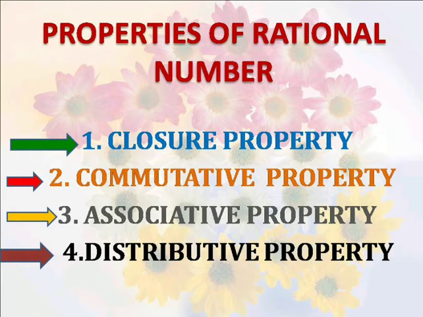So today we will discuss the properties of rational numbers. Basically there are four properties of rational numbers. Number one is closure property. Number two is commutative property. Number three is associative property. And number four is distributive property.